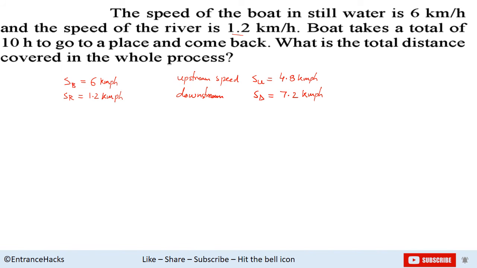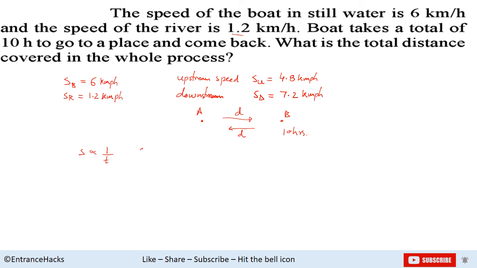Now it is further saying that the boat takes a total of 10 hours to go to a place and come back. So let's say it goes from A to B, right? It goes this distance D and it comes back this distance D, in a time of 10 hours. So here the distance is constant for the two directions. So using proportionality, when distance is constant, speed is inversely proportional to time, right?